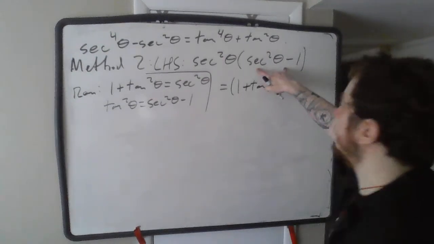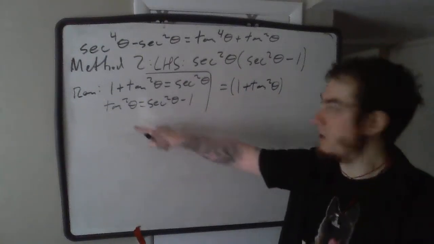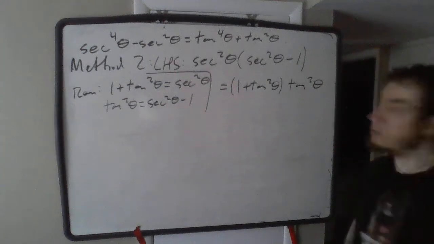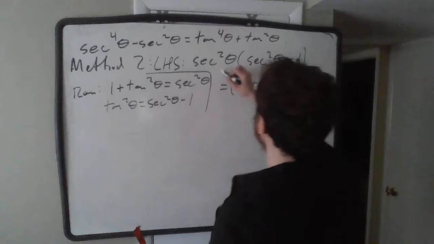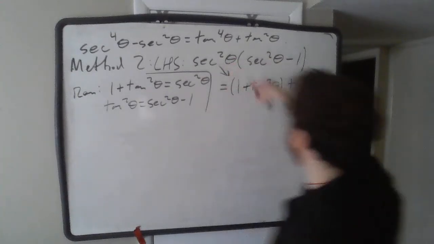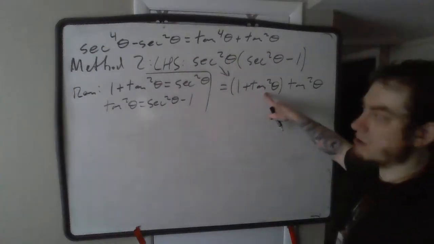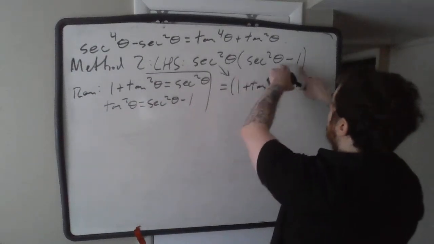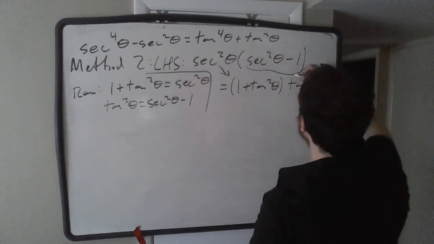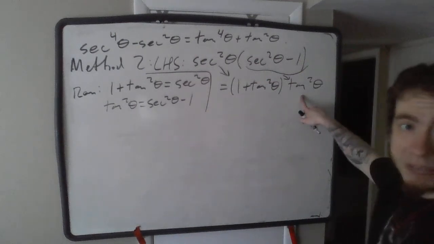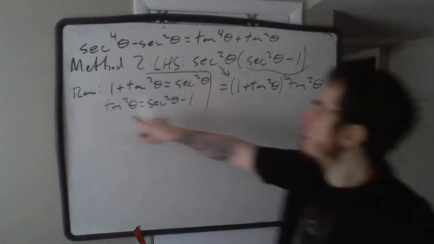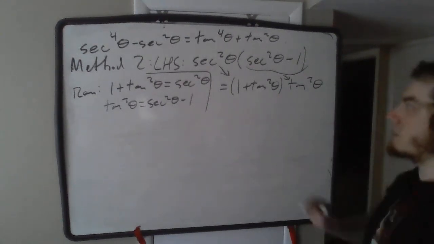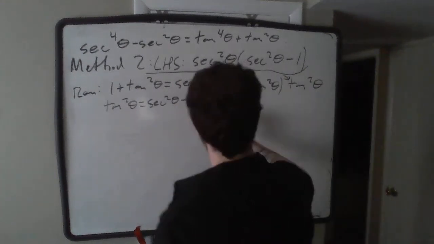And I'm going to replace this secant squared theta minus 1 with tangent squared. Okay, that was a little bit complicated, so let's make sure that we understand what happened. This secant squared theta becomes 1 plus tangent squared theta because of this Pythagorean identity. Secant squared theta minus 1, this whole expression comes down here to become tangent squared theta, again, by the Pythagorean identity. So we've double Pythagorean identitied this thing.